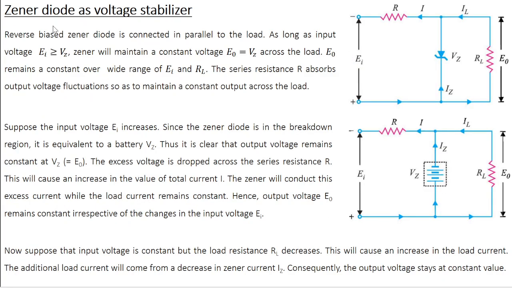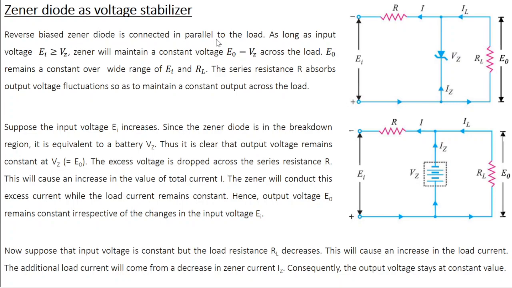Now, how does it act as a voltage stabilizer? This is the circuit diagram of a voltage stabilizer. You have the output of the rectifier coming here, then this is the load resistance RL across which you need to take the output voltage, and the Zener diode is connected in parallel to the load resistor. The diode is always reverse biased, and you also have a series resistance R to limit the current in the circuit.